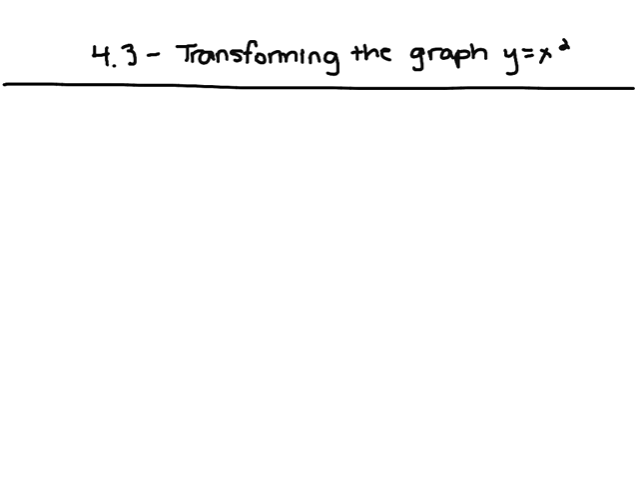Transforming the graph y equals x squared. A transformation is moving something to a different position but having the same size and shape. When we translate, we're moving without rotating or flipping, horizontally or vertically. We're going to go through some manipulations of a graph and show different kinds of transformations.